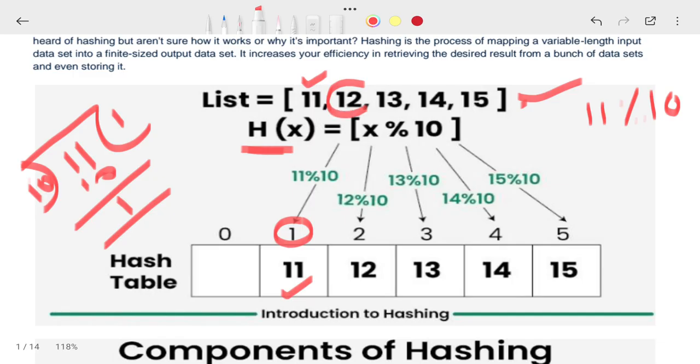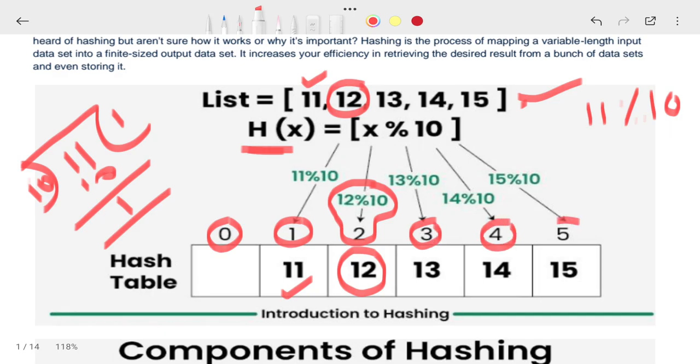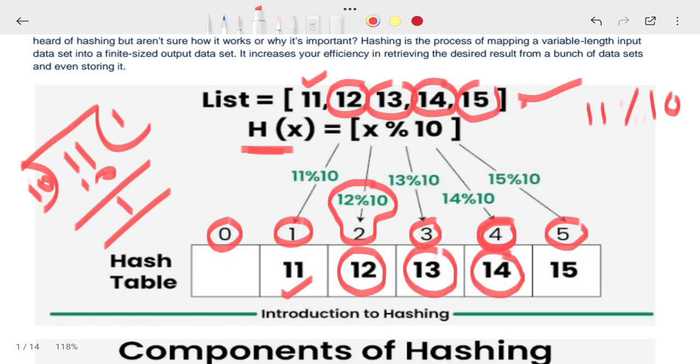Similarly 12: 12 divided by 10, the remainder is 2. So at index 2 in the list I will place 12. So this is the index: 0 index, 1 index, 2 index, 3 index, 4 index, 5 index. Now again 13, if I divide by 10 I will get remainder 3, so I will place 13 here. Similarly 14 divided by 10, I will get 4 as a remainder, so at index 4 I will place 14. Similarly 15, I will divide, so at index 5 I will place 15.